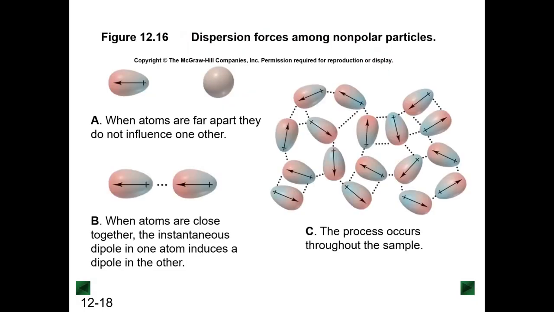When atoms are far apart, they don't influence each other, but when they get close by, they can begin to polarize one another. When atoms are close, the instantaneous dipole in one atom induces a dipole in the other. And this can result in a cooperative effect throughout the sample.